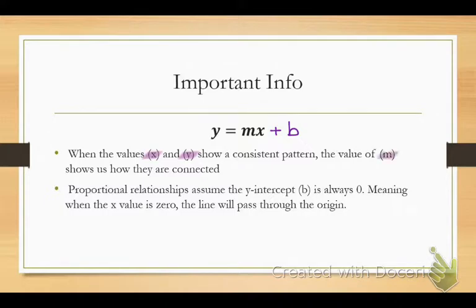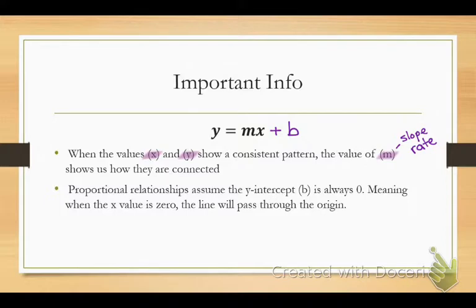And the value of m, does anybody remember what we learned yesterday that m stood for? Can anybody raise your hand and tell me, what did m stand for? It started with an S. Slope. M stood for the slope. But more specifically today, m stands for rate. The rate. So we know that a rate tells us, in this scenario, the connection between my x and my y. How are the values connected?